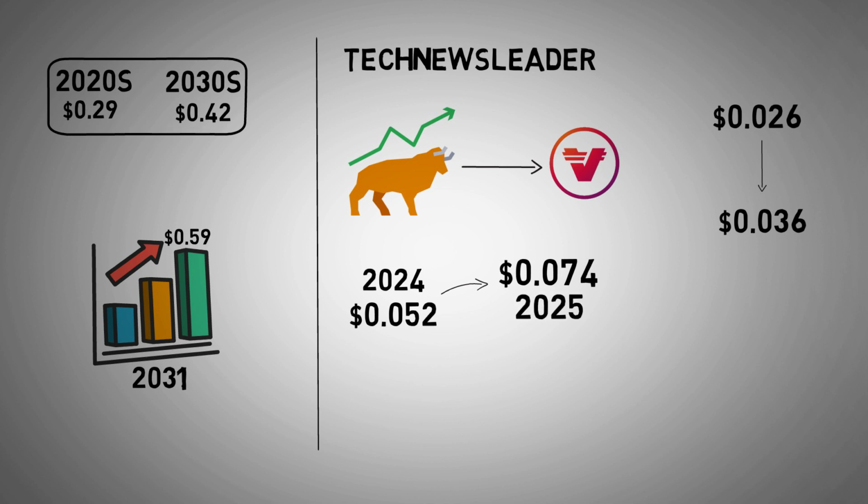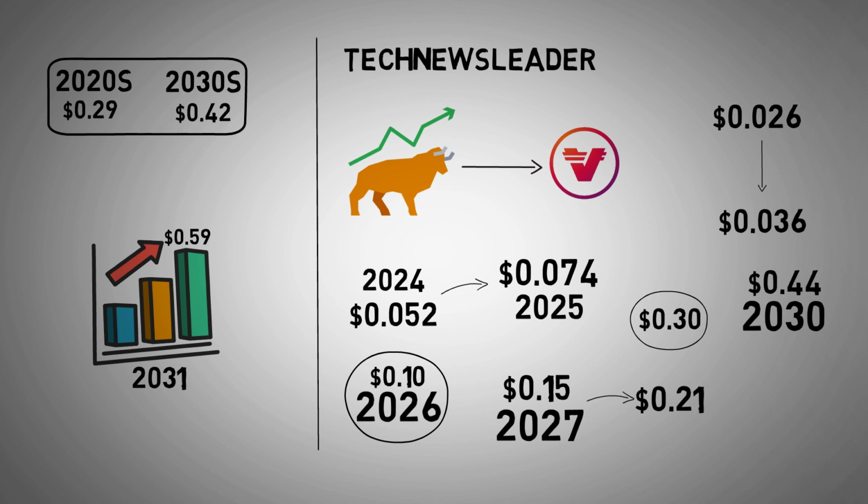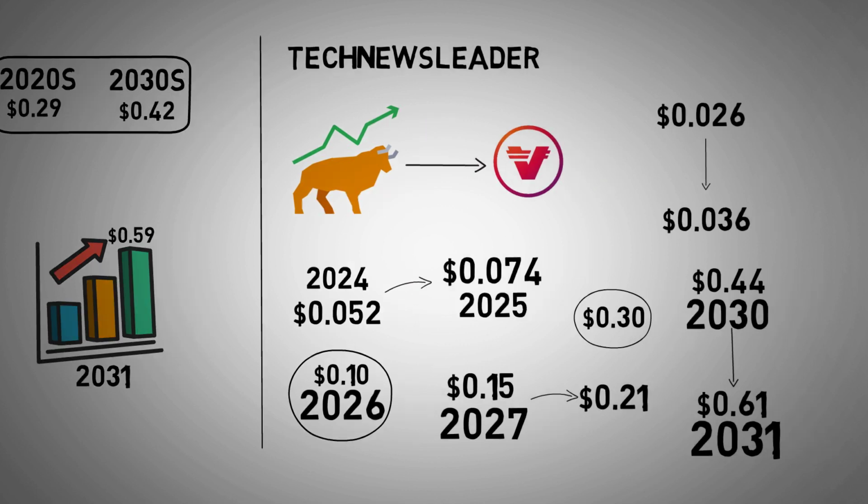There is some optimism that it can break through the $0.10 barrier in 2026 and trade at $0.10. In 2027, the target price is $0.15, rising to $0.21 the following year. It can finish the decade at $0.30, while the Veracity price prediction for 2030 is $0.44, before the coin faces the possibility of being worth $0.61 in 2031.